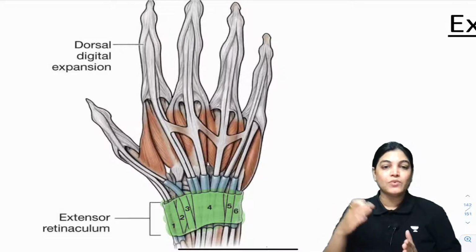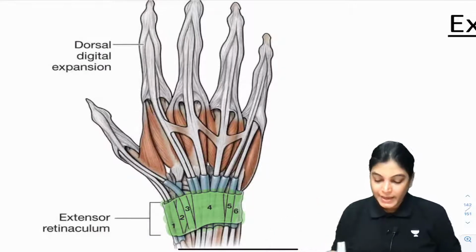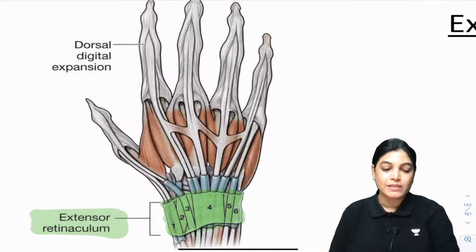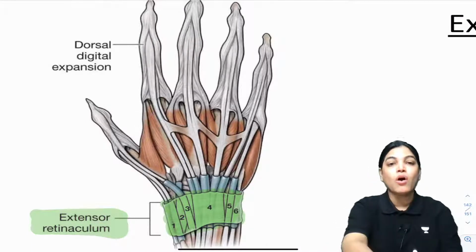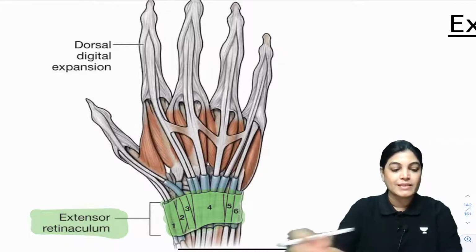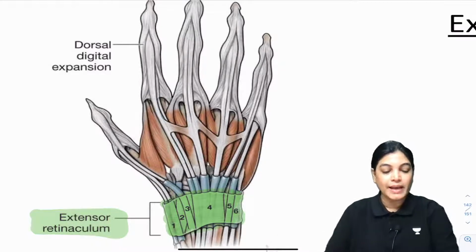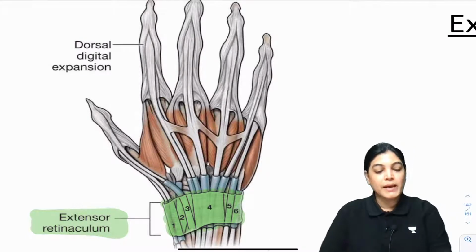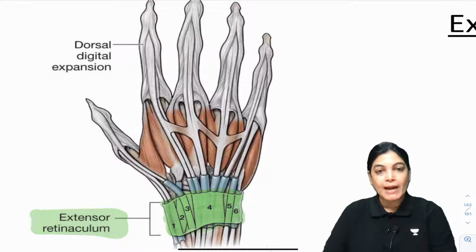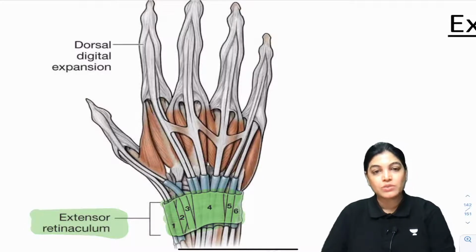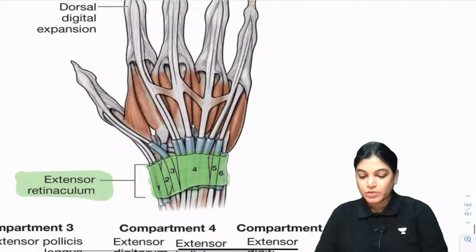You can see here 1, 2, 3, 4, 5, 6 has been written. Why is it written? Because deep to the extensor retinaculum, there is formation of 6 compartments, and through these 6 compartments the structures are traversing. So, why is it important to know? Just deep to the retinaculum there are 6 compartments, and the structures passing through these 6 compartments are important for us to know.